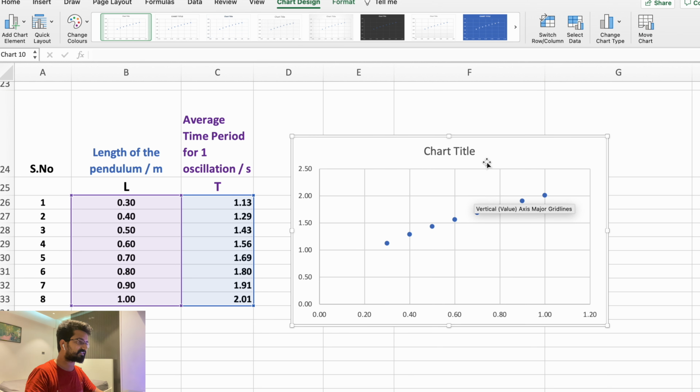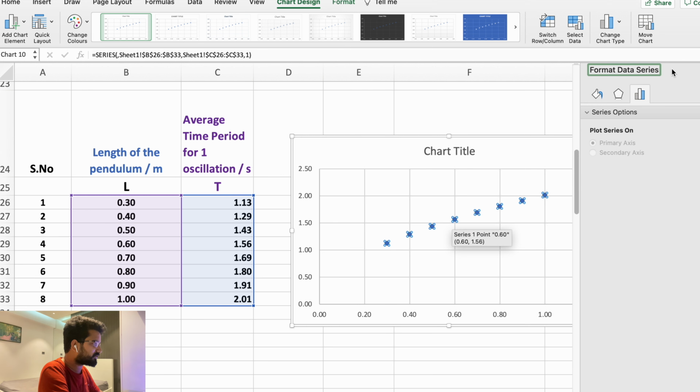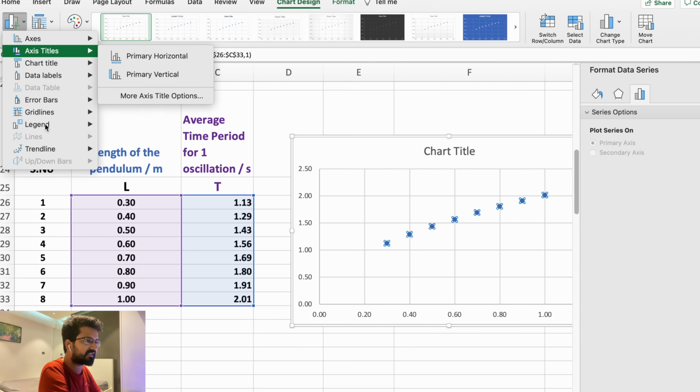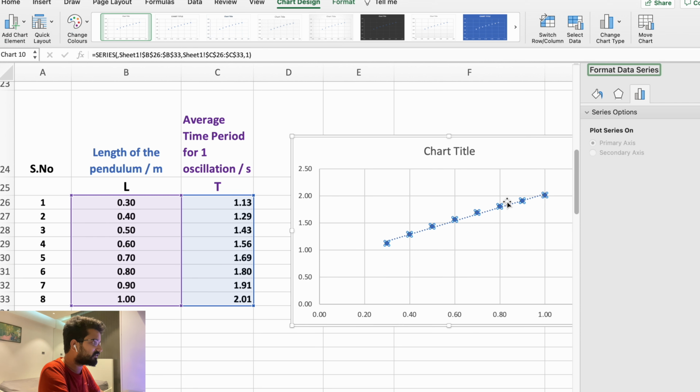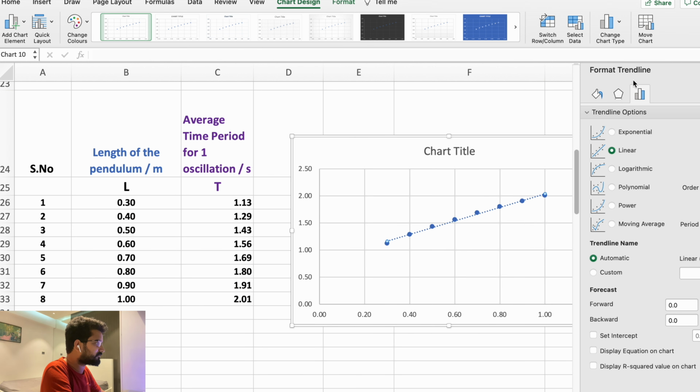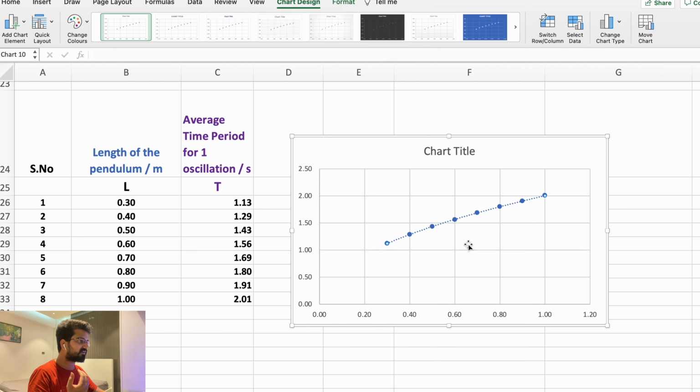This graph is between the length of the pendulum on the x-axis and the time period on the y-axis. So what is the relationship? It's not a straight line, right? What graph is this? We'll do one thing. We'll include a trend line and we'll see which is the best fit. Linear fit is not the best fit over here. So we'll change it to some other function, say power. Yes, that's perfect. You can see the power is the best fit for these data points over here.